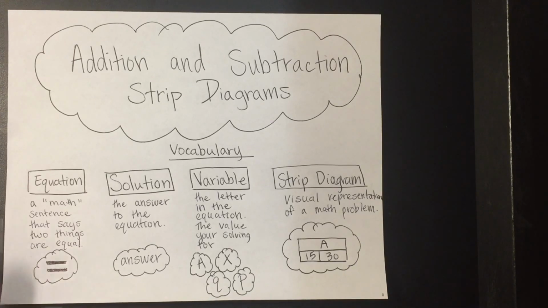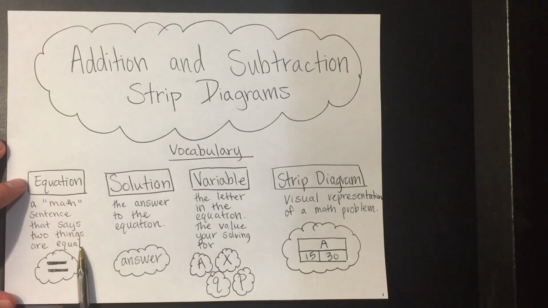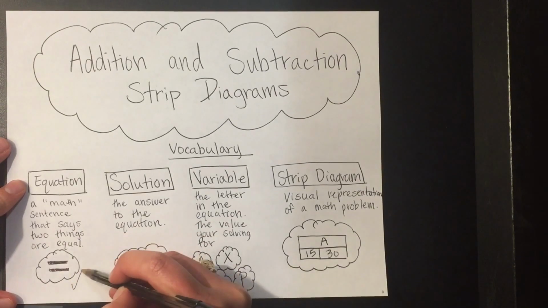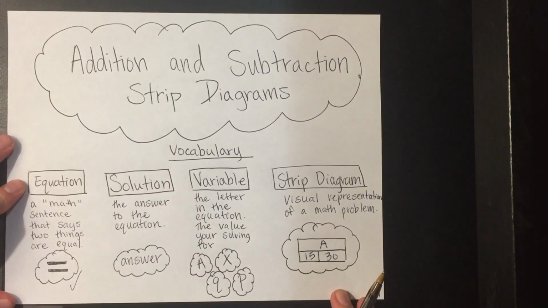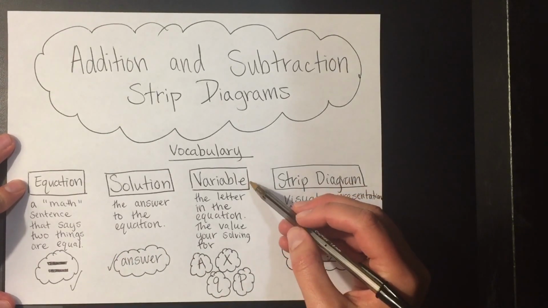So some key vocabulary. Equation is a math sentence that says two things are equal. An equation must always include an equal sign. The solution is the answer to your equation. Solution simply means answer.